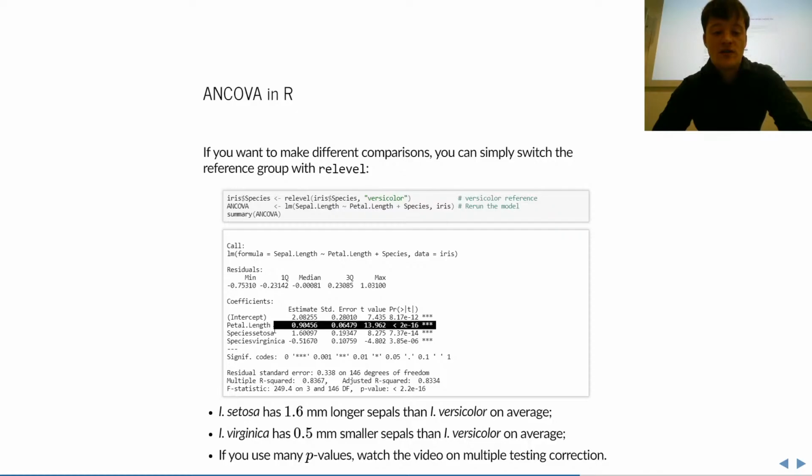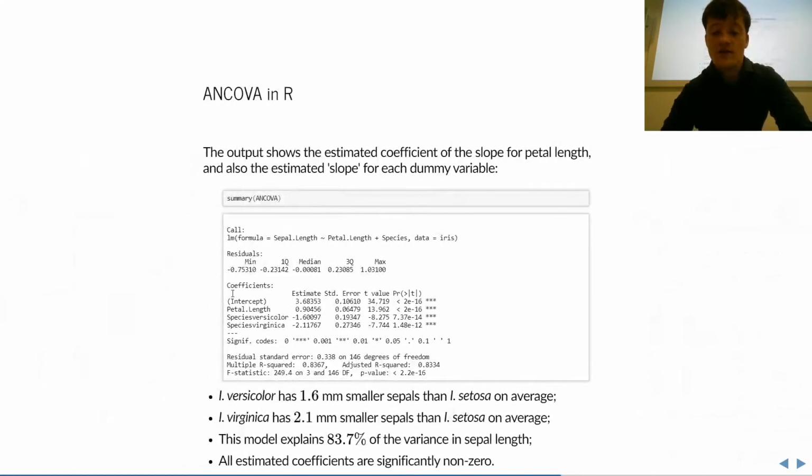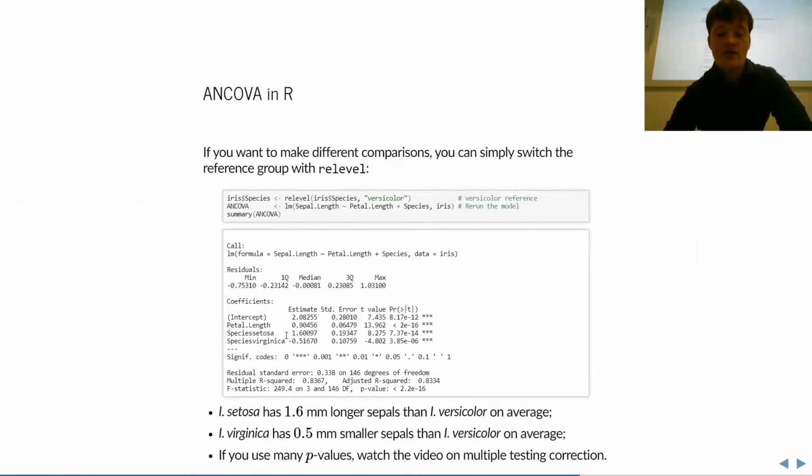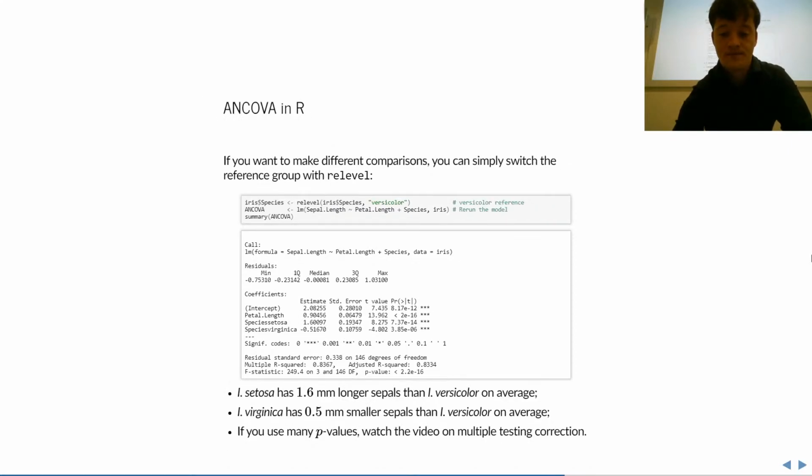So now we can compare setosa to versicolor. We could already do that because it was the reference group setosa against versicolor. So this minus 1.6 is now a plus 1.6, because we're looking at the other reference group. But now we can do something new. Now we can compare versicolor to virginica. And we couldn't do that in the previous model because neither of them are the reference group. So that's how we can do ANOVA-like comparisons with a linear model.